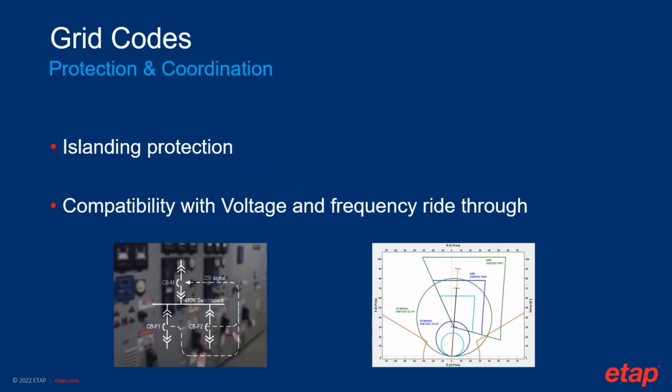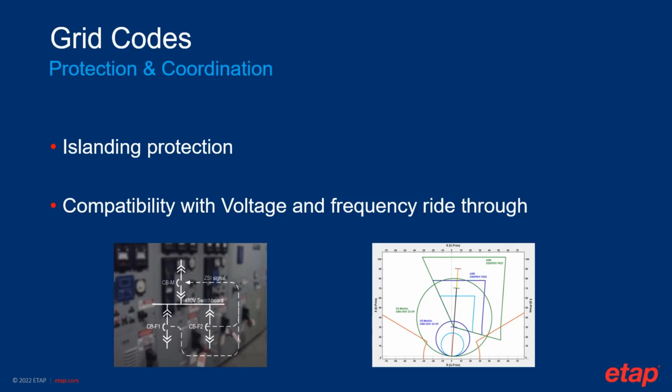Now, regarding protection and coordination, generally the local standard defines the main requirements such as the maximum clearing time. The grid code defines additional protection functions known as anti-islanding protections. These protections are aimed at preventing incorrect operations such as islanded operation or wrong synchronizations. This anti-islanding protection is composed of residual and phase voltage protection as well as frequency and rate-of-change protections.